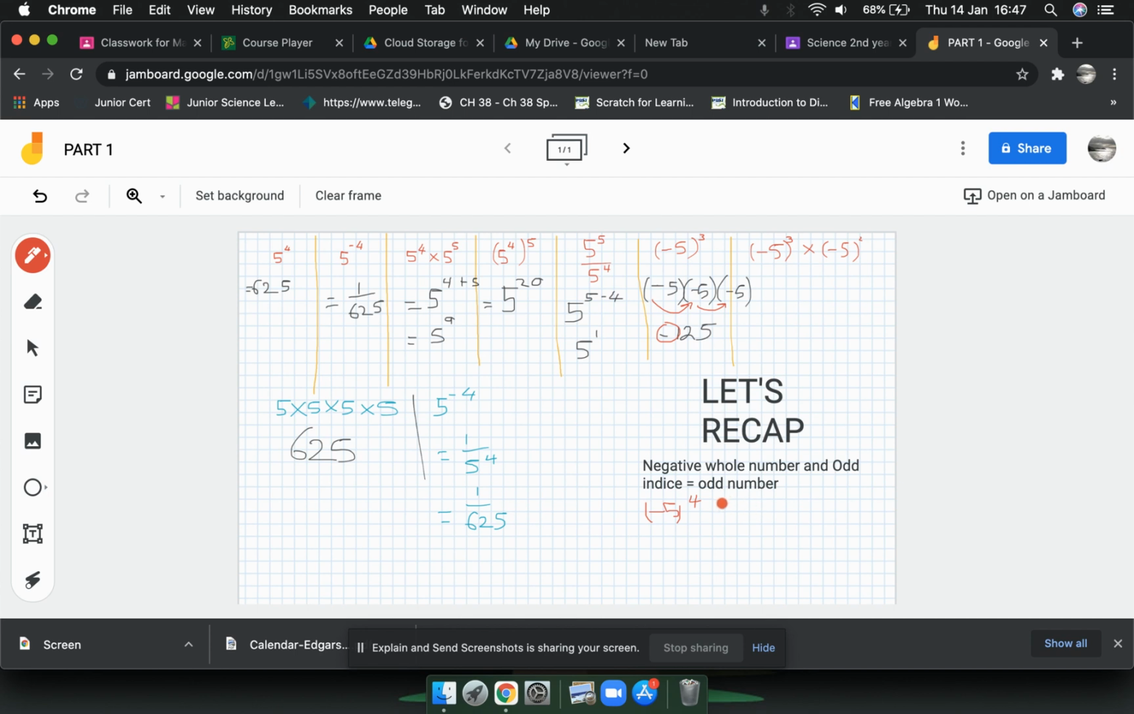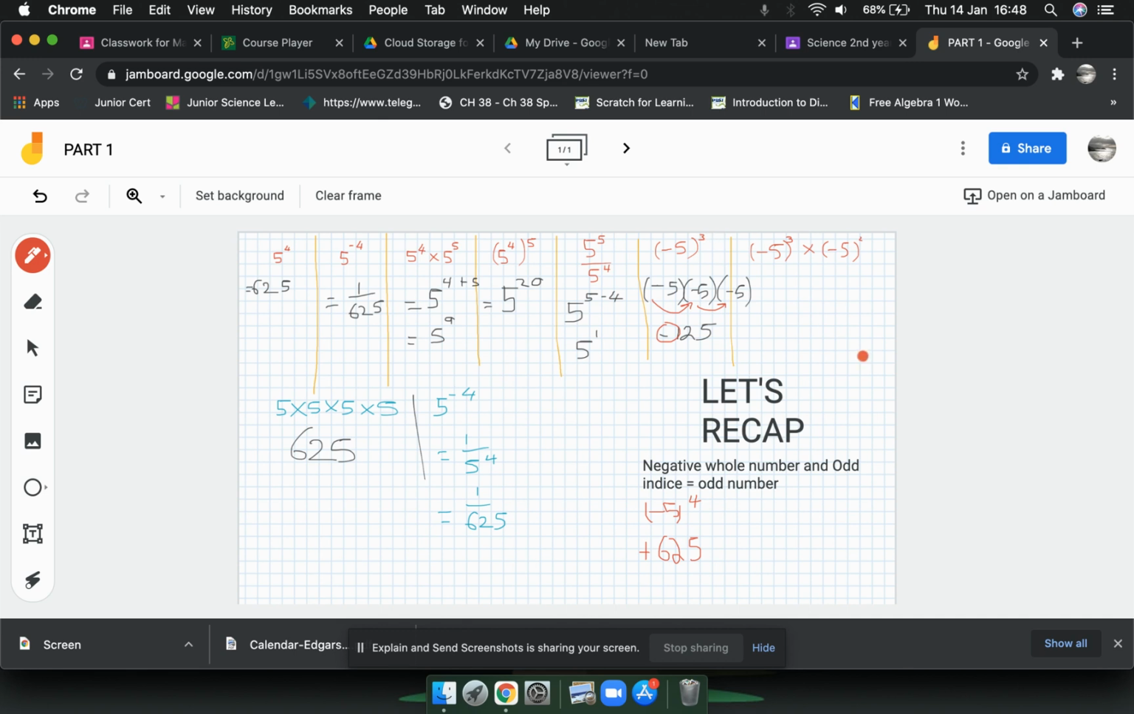So the sign is definitely, in this case, going to be a plus, okay? Because if I multiplied another minus there, I would have a minus by a minus, which would give us a plus. And this time, it would be 125 multiplied by 5, which is going to give you an answer there of 625. Okay, so that is how you deal with negative whole numbers that have to be sorted out when there is an indice.